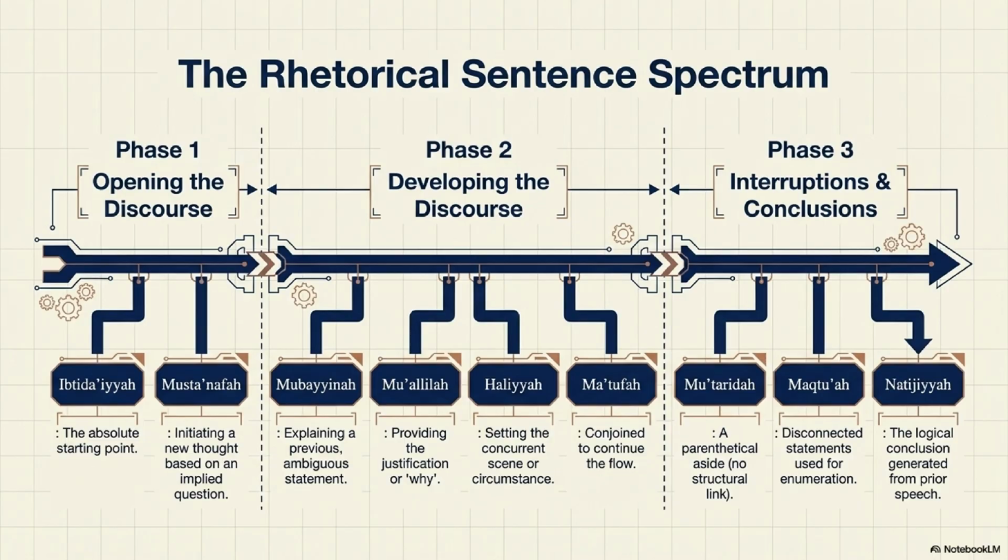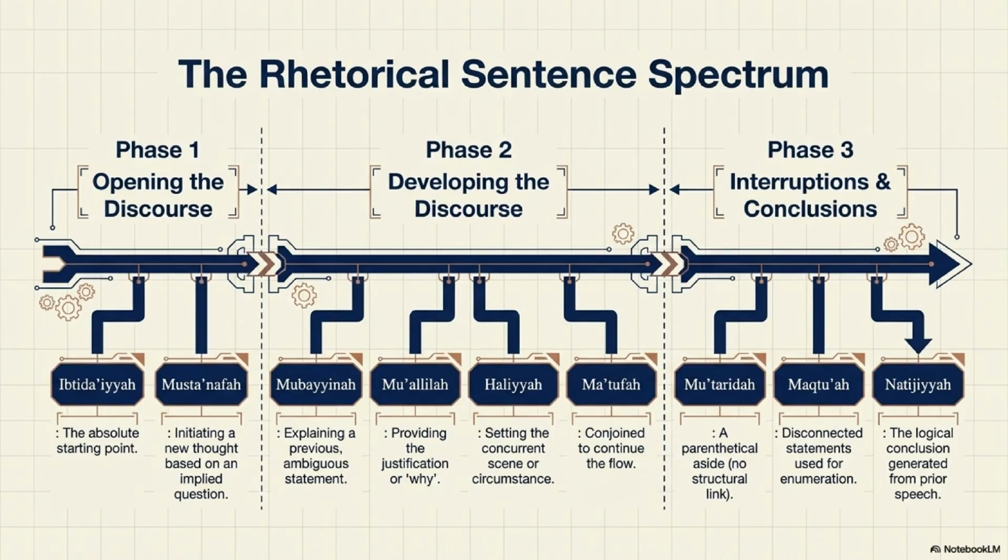Next, it lists the verb modifiers. We discussed earlier how present tense verbs are flexible and change based on their environment. Well, here's the environment. The text lists 4 subjunctive particles: an, lan, kay, idhan. When one of these tiny words appears before a present tense verb, it reaches out and forces the verb into the accusative state. Then it lists the jussive particles. In, lam, lamma, the lam of command and the la of prohibition. These force the verb into the jussive state, usually chopping off the final vowel entirely.